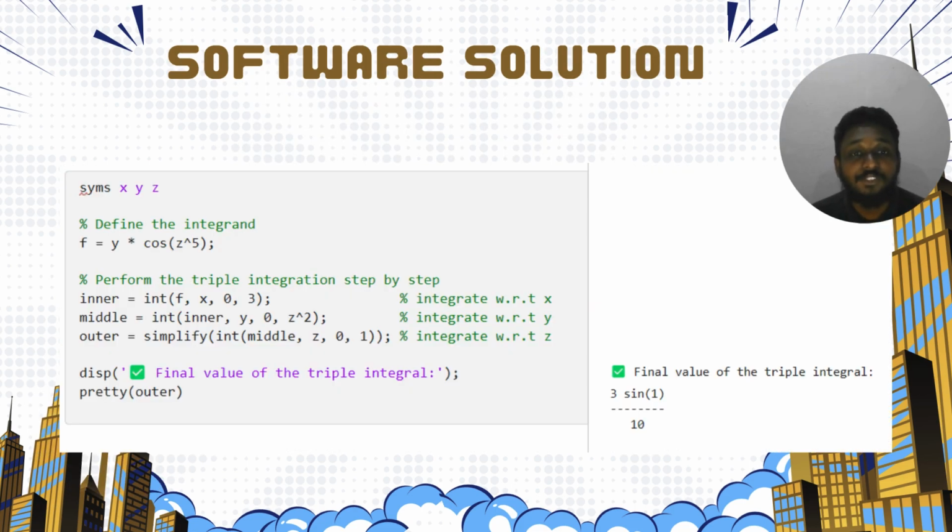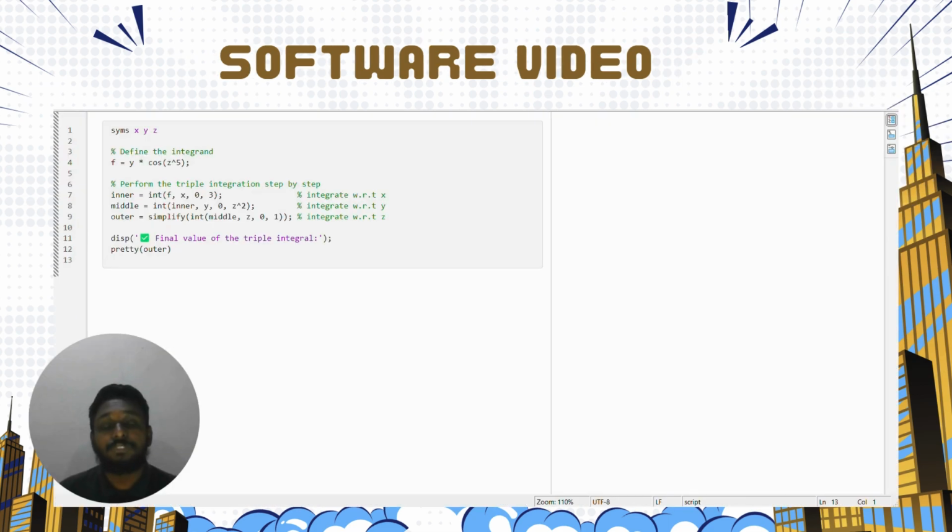This is the software solution for question 7, where I verified the manual calculation using MATLAB software. I get the same answer as the manual calculation. So the final value of the triple integral is 3 over 10 sine 1. This is the software simulation video that I made for question 7 to verify the answer, 3 sine 1 over 10. The answer is the same as my manual calculation.